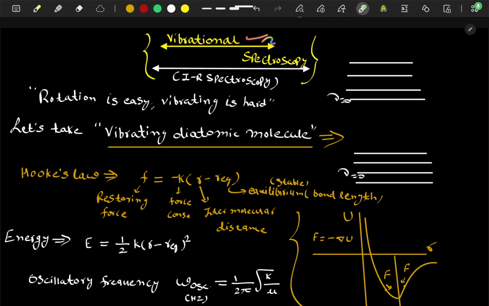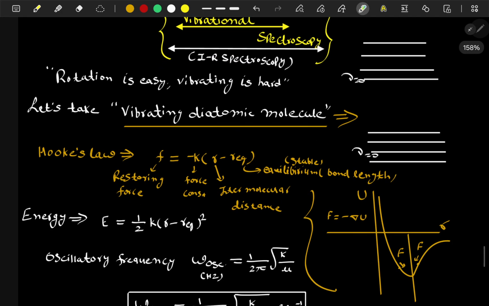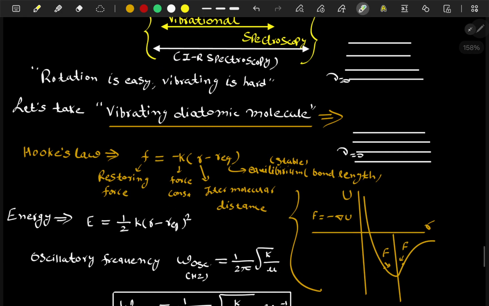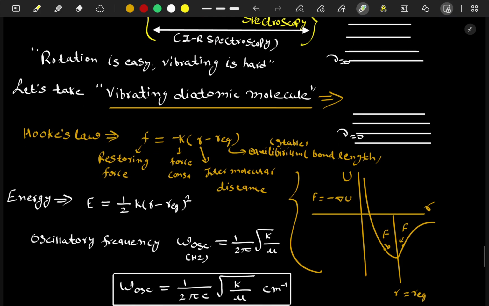तो हम पढ़ने वाले हैं वाइब्रेशनल स्पेक्ट्रोस्कोपी, which is also known as infrared spectroscopy. Till now we have studied rotational. Now we'll go for vibrational spectroscopy. And vibrational spectroscopy lies in the infrared region of the spectrum.